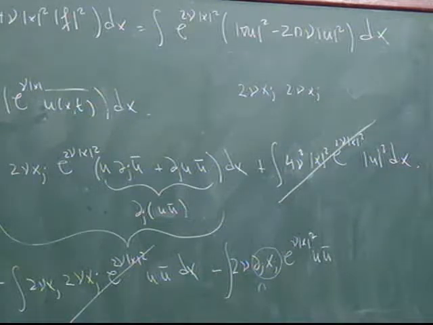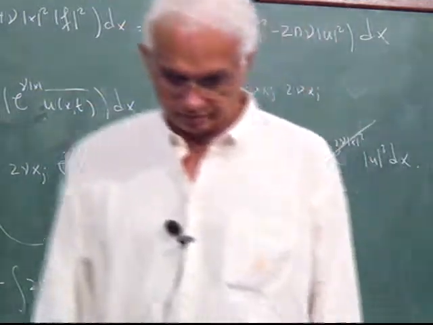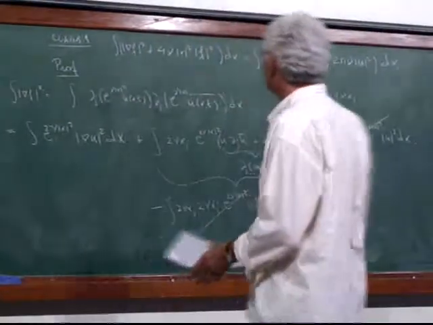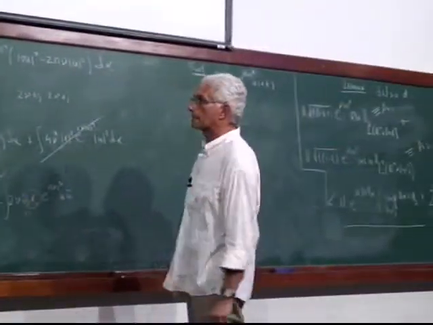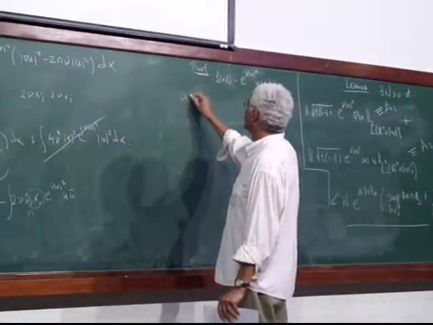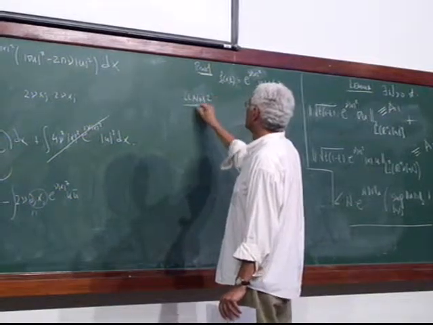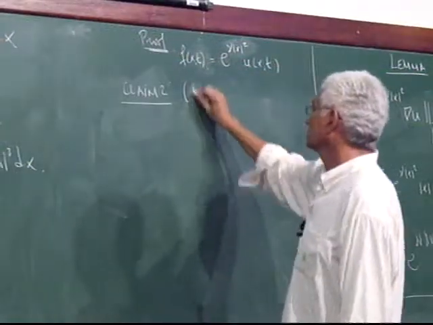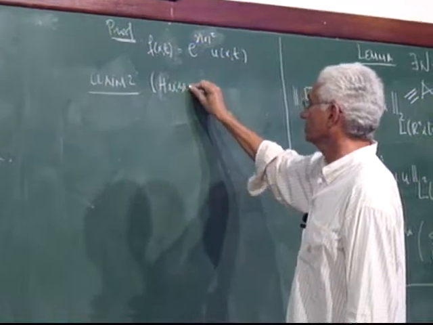Okay, we proved claim 1. Any question with the claim 1? No question? Okay, claim 2 is the Heisenberg inequality. That is a big name for something very simple.